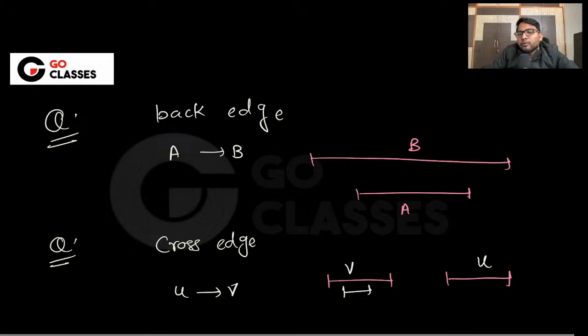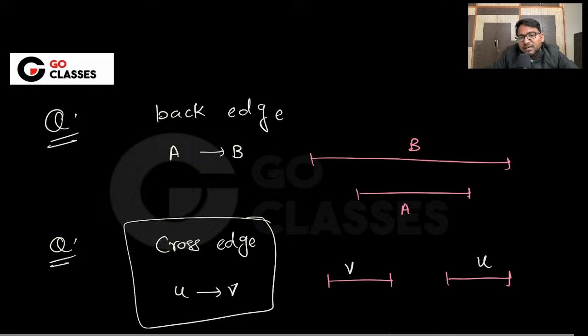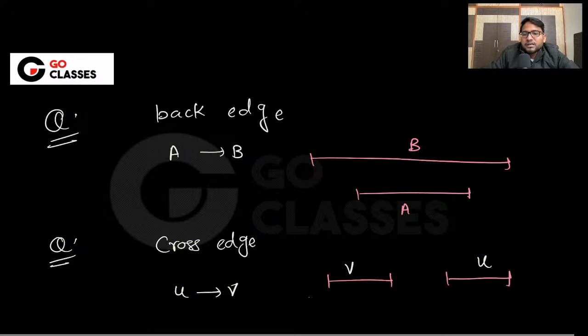I mean, you won't be getting this as a cross edge. But it is given that if it is a cross edge, you must have started this V first. Then only you are starting U, right? Then only you are not getting any relationship. Okay, now let's just see what about the tree edge.